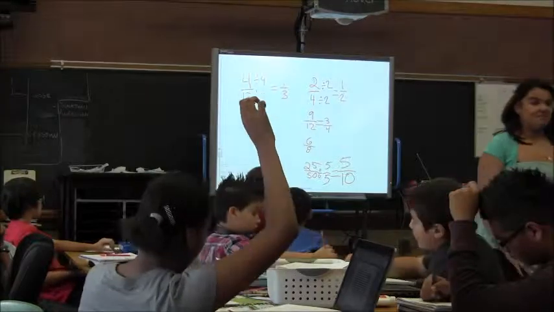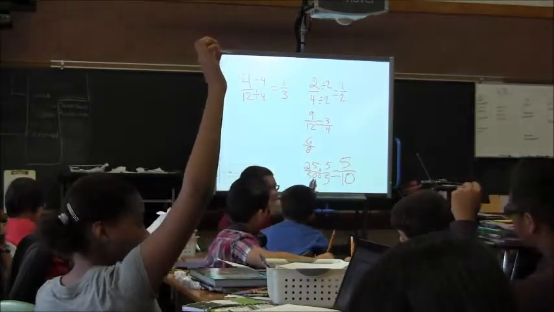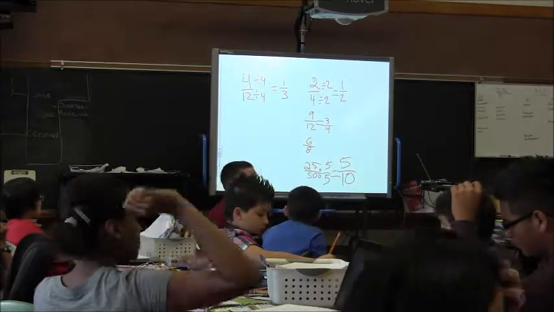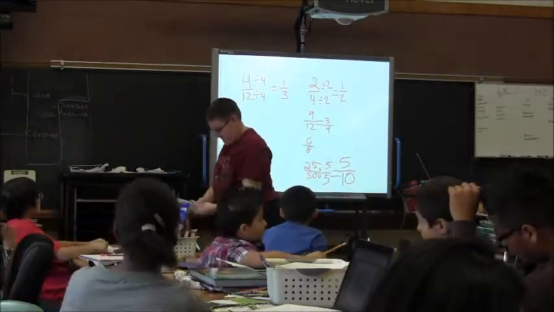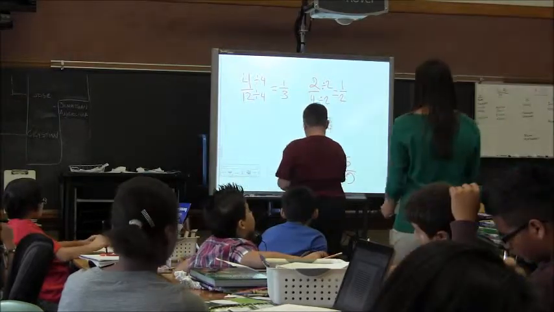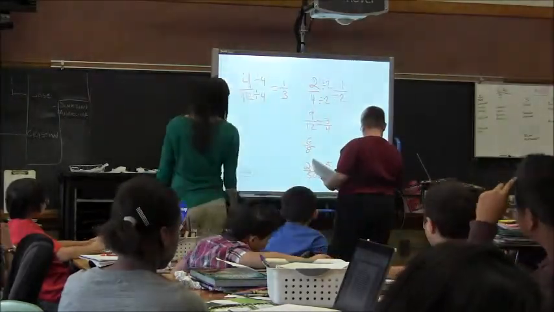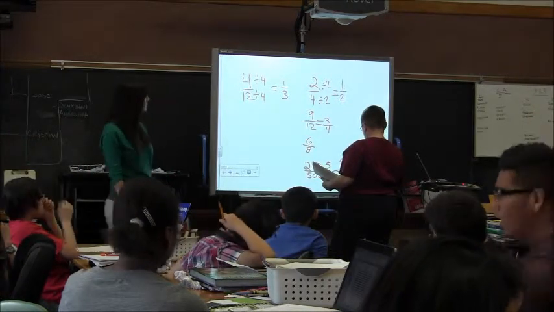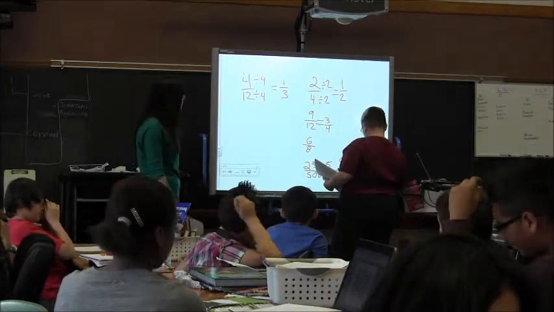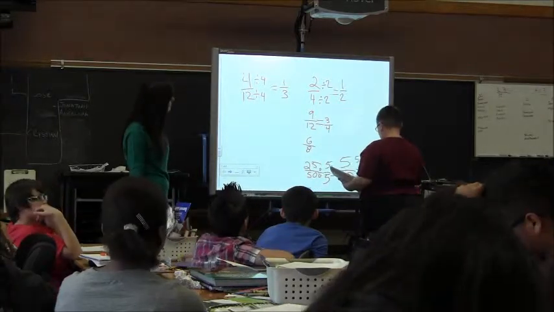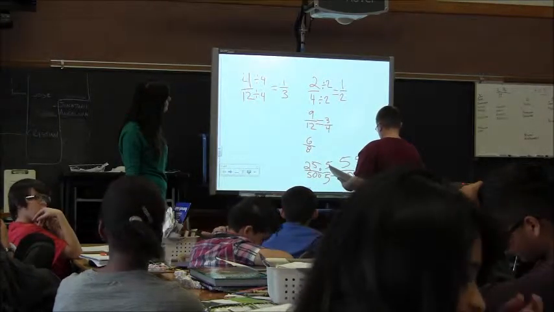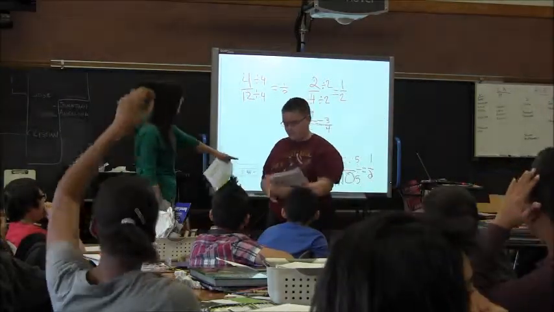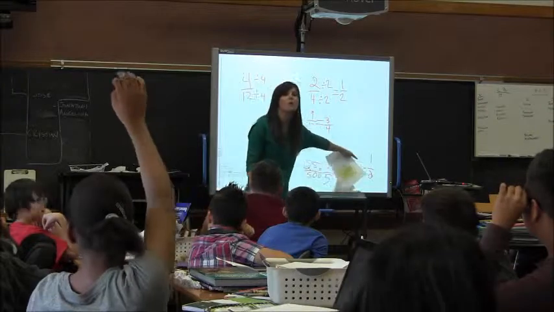Okay, so you divided by 5, right, to get to 5 tenths. Can that be reduced any more? Do you think that could be reduced any more, Jeremy? Yeah. Okay, want to show us how it can be reduced more? All the way down to 1/2.